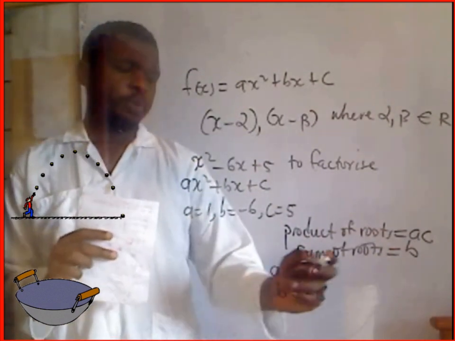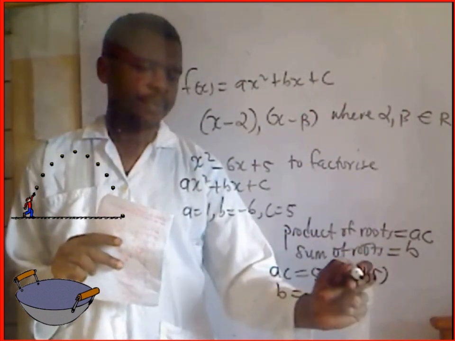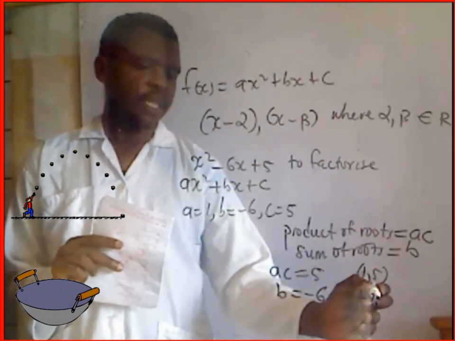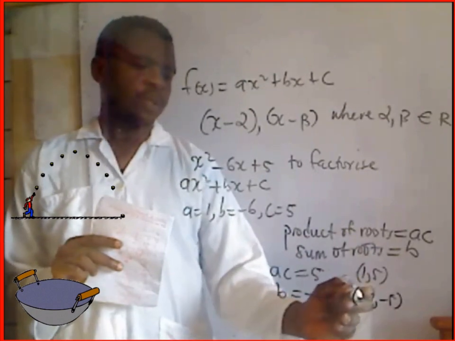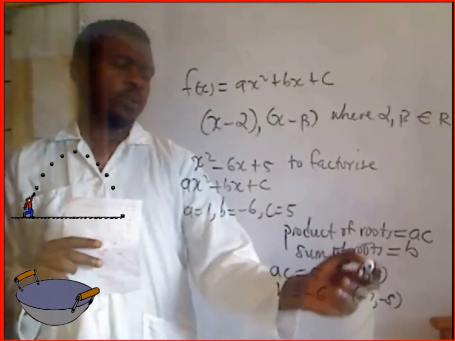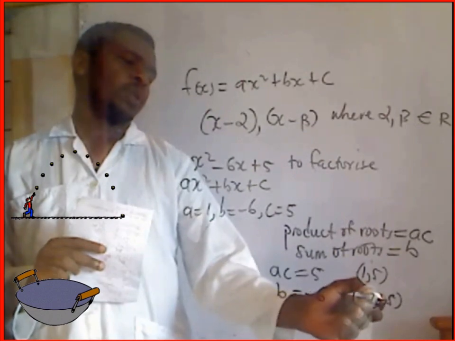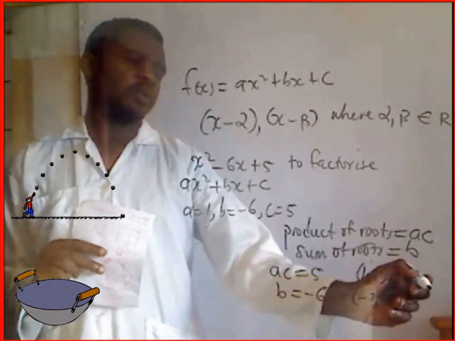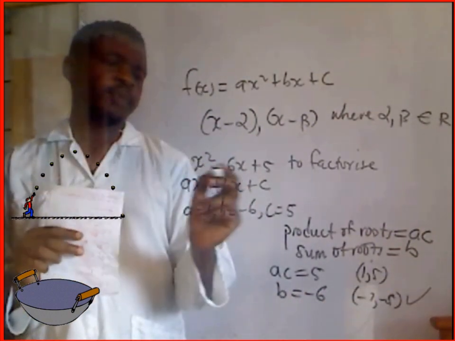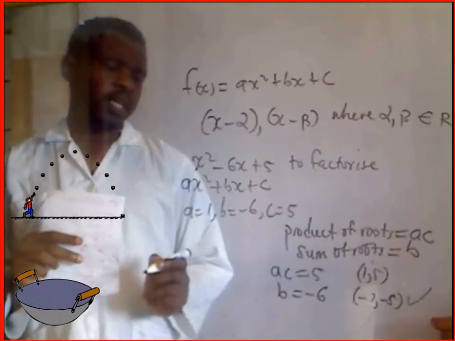So let me look at the multiples of 5. I can have 1, 5. So 1 times 5 gives me 5, or I will have minus 1 and minus 5. So minus 1 times minus 5 gives me 5. I look among these two sets, and I see that minus 1 plus minus 5 gives me minus 6. So this is the set I'll use. Now what do I do with these two numbers? This quadratic function has three terms. I'll use these factors to expand it into 4 terms.